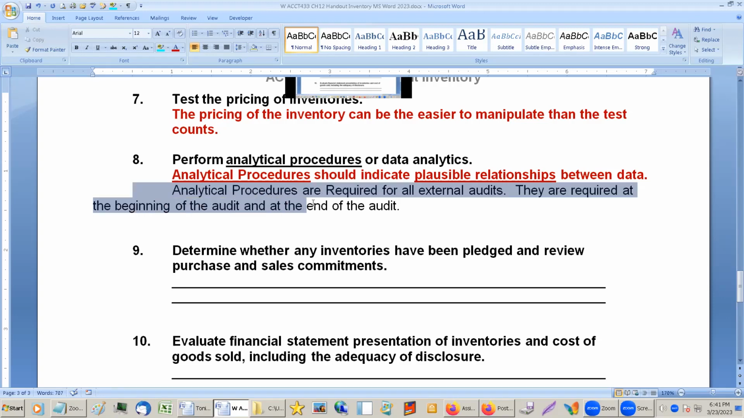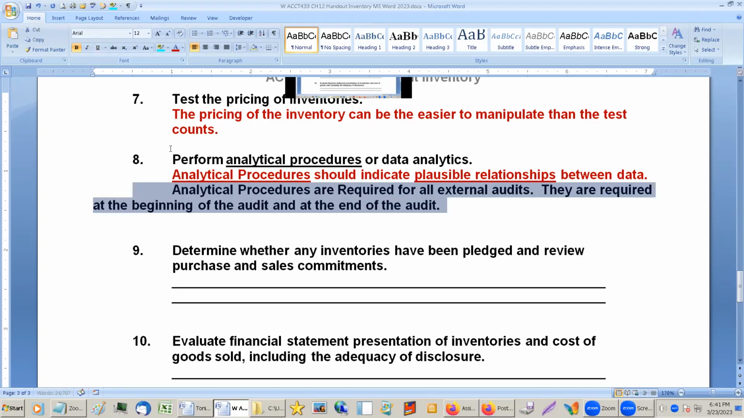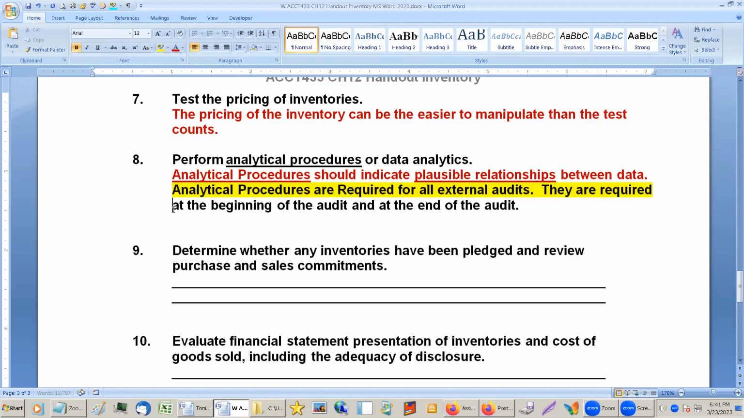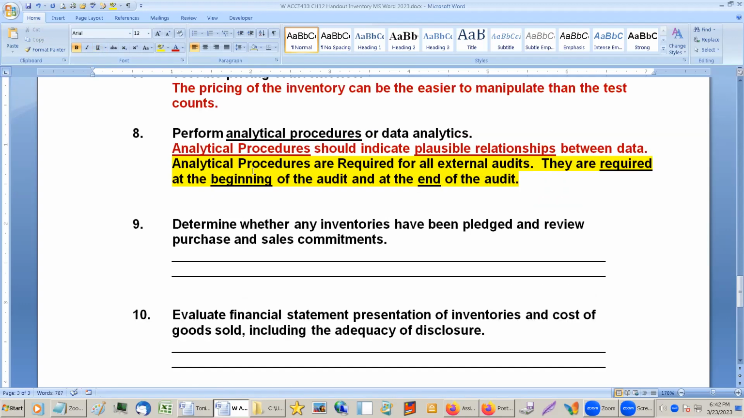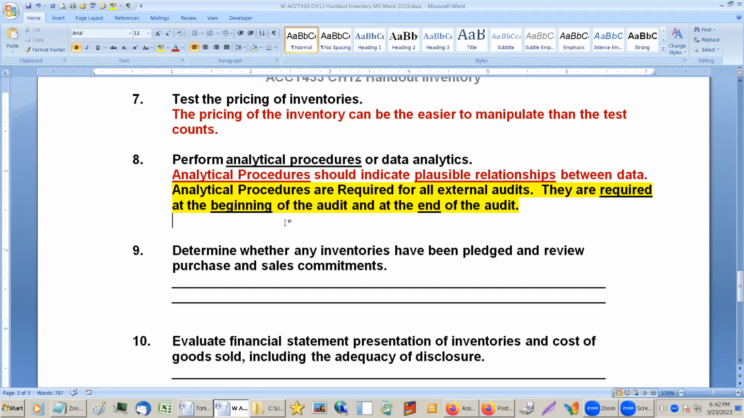So analytical procedures, even though it doesn't look like they may be very important here, are actually extremely important. They're so important at finding problems that they are required. You have to do them. You cannot say we didn't think it was necessary, at the beginning and at the end of the audit. At the beginning of the audit, you use analytical procedures to see what the problems are, so you can plan your tests. For instance, if their sales went up but their inventory went down, you're going to want to test that inventory and sales a little more stringently, because there could be a problem there.